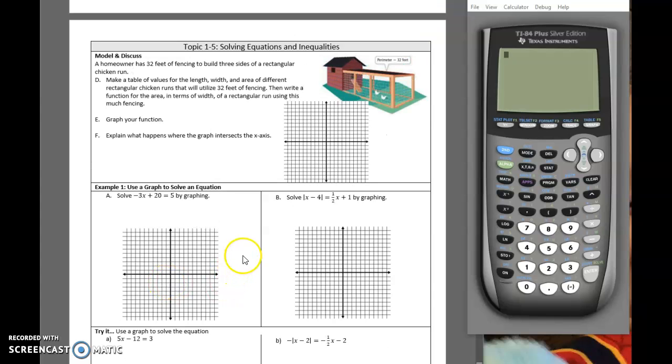Okay, so here is 1.5. And so we have solving equations and inequalities, and we're going to be doing it using a calculator.